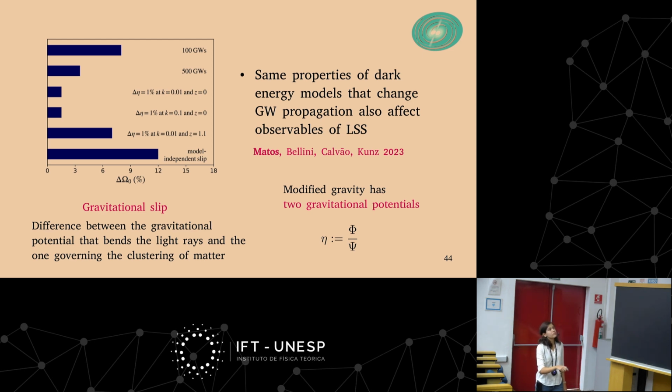And that is the case for the observable called gravitational slip. So in modified gravity, there are two gravitational potentials in general, in large scales. One that governs how light is bent through weak lensing, and one that tells us how much matter clusters. So one for photons, one for massive particles. And this observable called gravitational slip measures the difference between these two potentials. So it's a direct observable to track modifications of gravity. It's very standard.